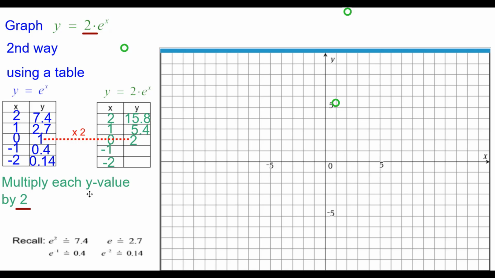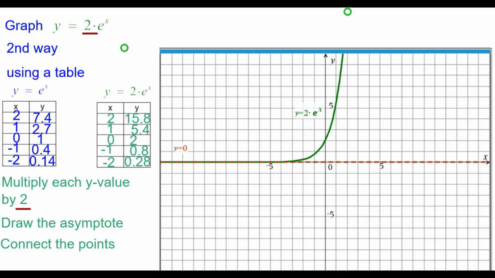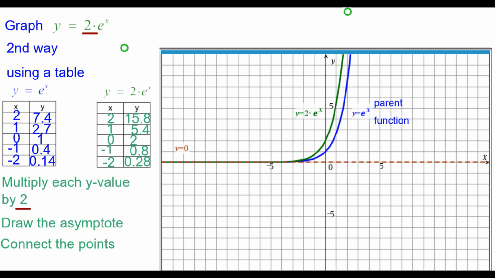Two times 1 is 2, 0, 2. 2 times 0.4, 0.8, and negative 1, 0.8. And the last point, negative 2, 0.28. Draw the horizontal asymptote, the x-axis, y equals 0, and connect the points using that boundary line there, and compare it to the parent function, y equals e to the x.